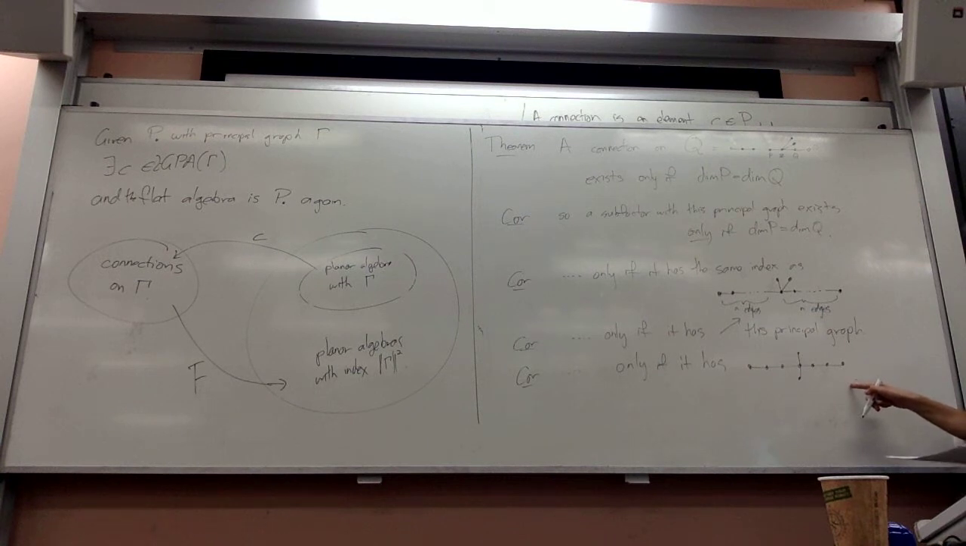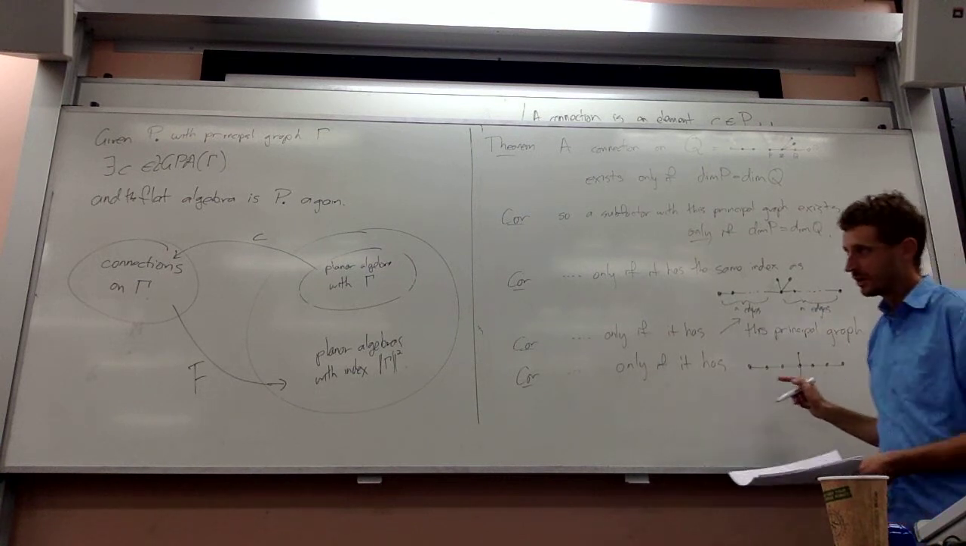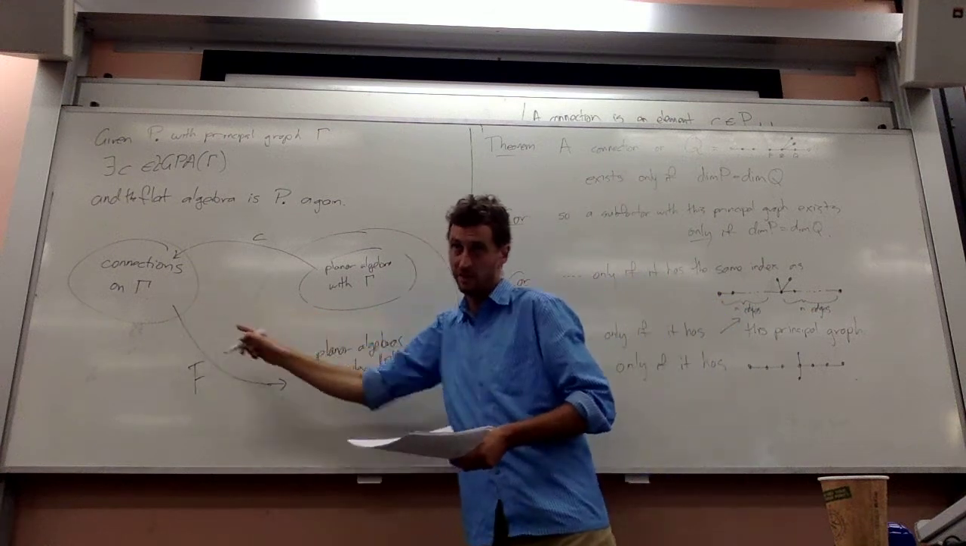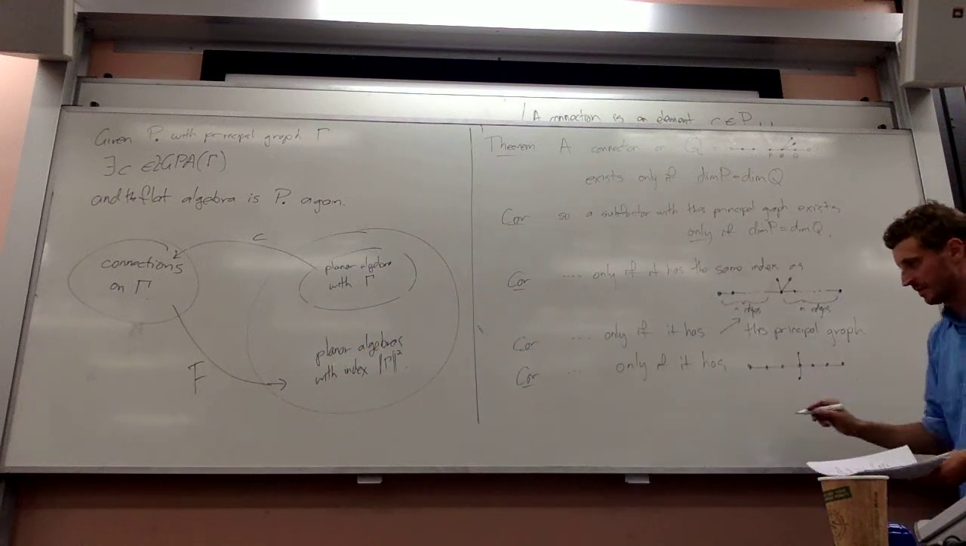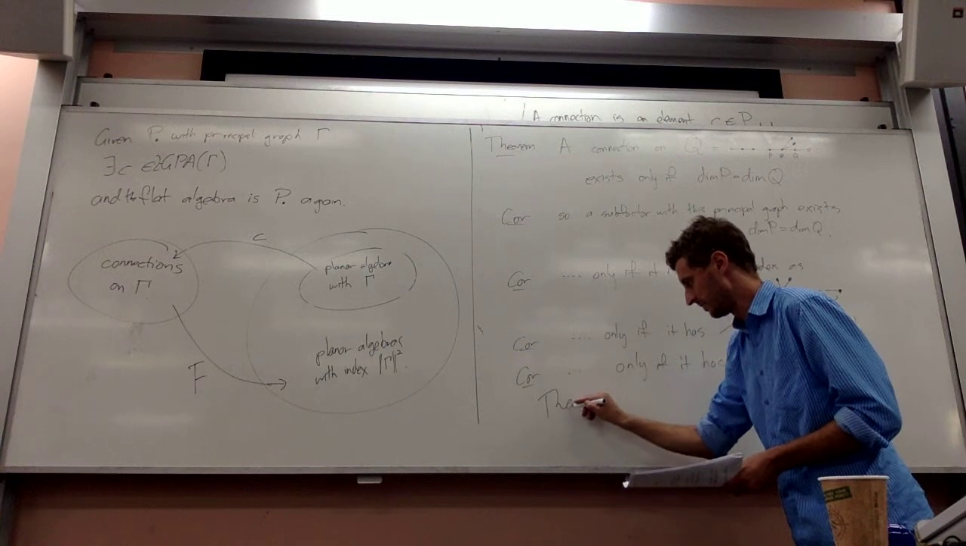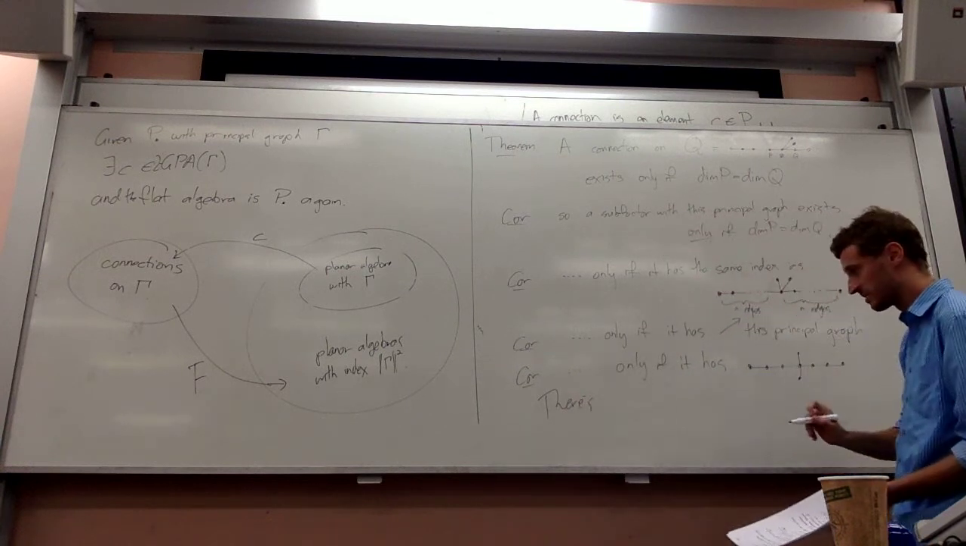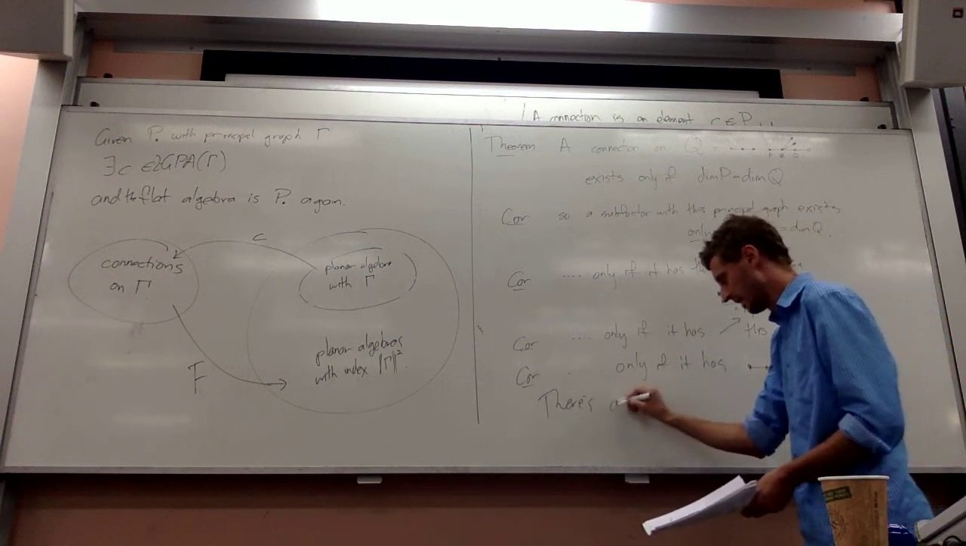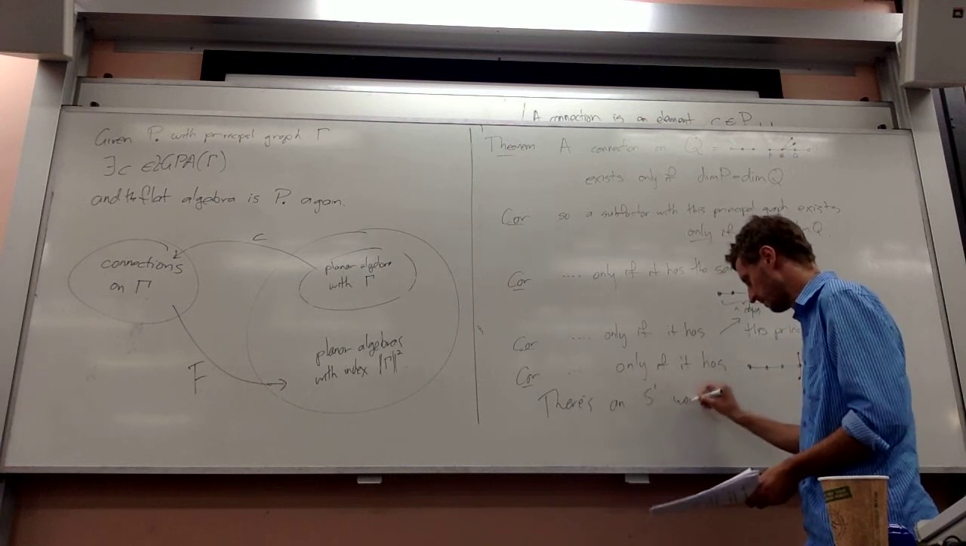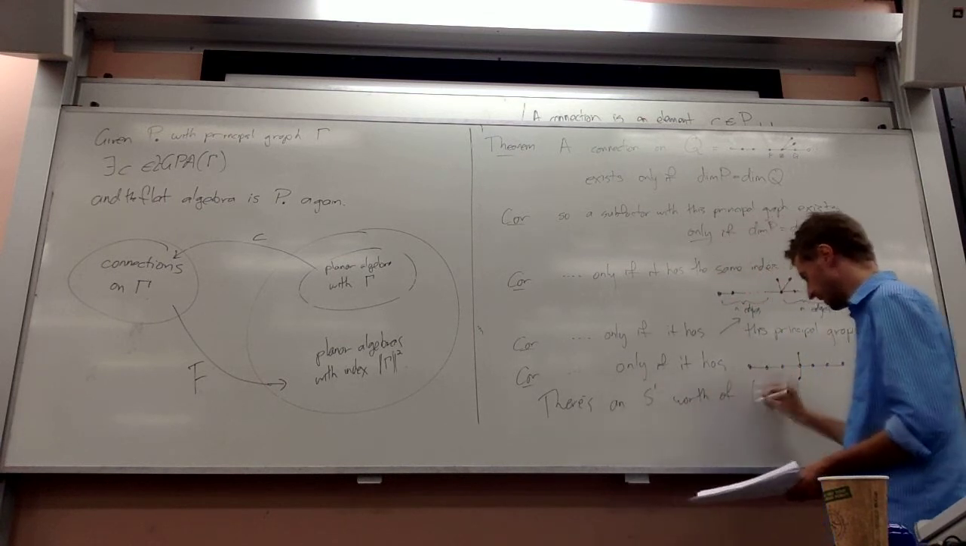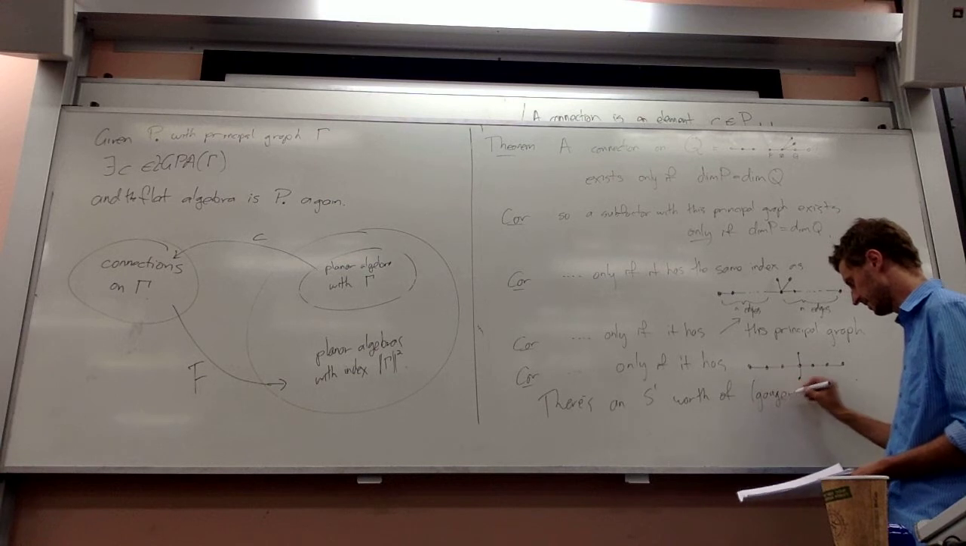So what are we going to do to try and understand those? Well, we're going to analyze all of the possible connections on this particular finite principal graph. It turns out you're just solving a bunch of quadratic equations, and you can do this explicitly. There's an S1 worth of gauge equivalence classes.